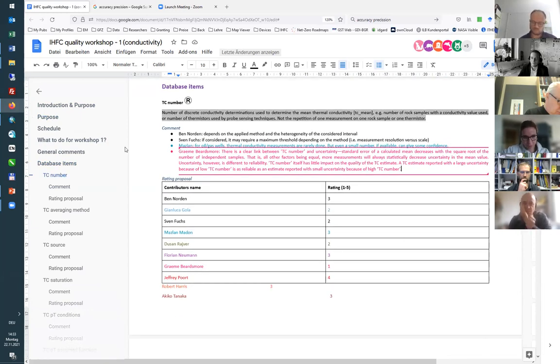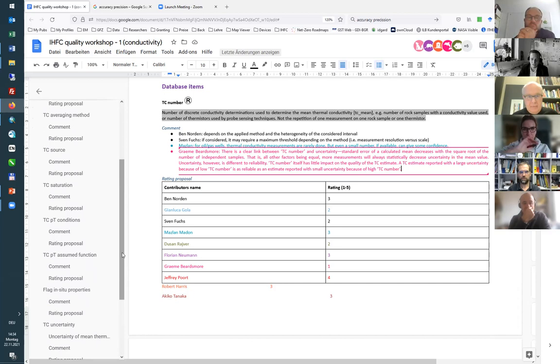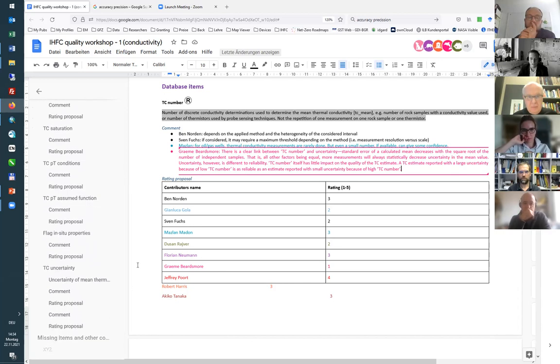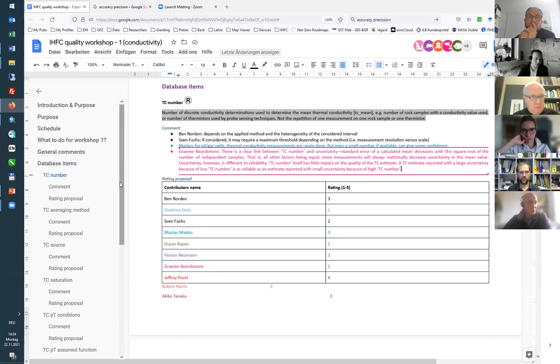And you see on the left side here, we have different database items that are relevant. That is the thermal conductivity number, the averaging method for the interval of conductivity, the source for the conductivity determination, the saturation state that is reflected by our determination, the in-situ pressure temperature conditions, or the general pressure and temperature conditions of this determination, the related functions, how pressure and temperature effect of conductivity is considered here, and then the uncertainty that is reported by the authors. That are 7 items that document information that are related to conductivity.